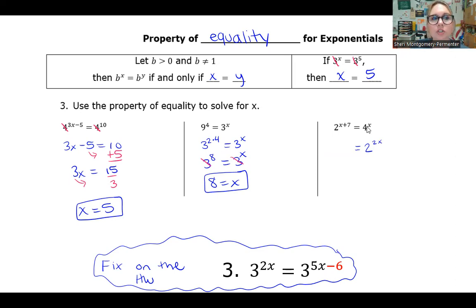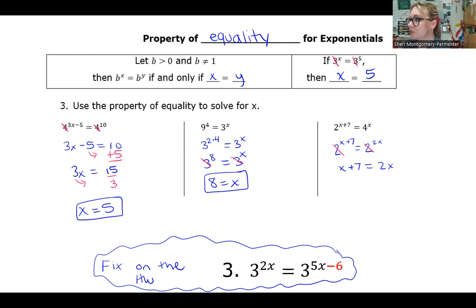All right, so I have 2 to the 2x power is equal to 2 to the x plus 7. Now I have bases that are equal, so I'm going to set my exponents equal and solve for x. So I have x plus 7 is equal to 2x. This is our first problem that has x's on both sides.